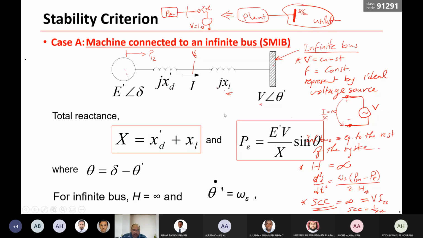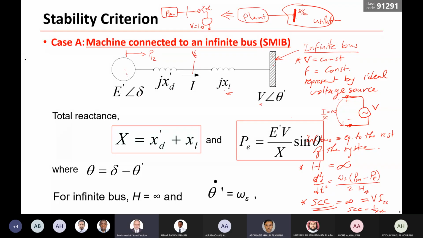Abdulaziz Khalid, do you have a question? Yes, Doctor. If we are modeling the infinite bus as an ideal constant voltage source, then what draws the current from the generator or the machine?